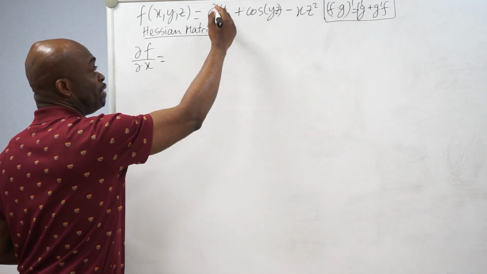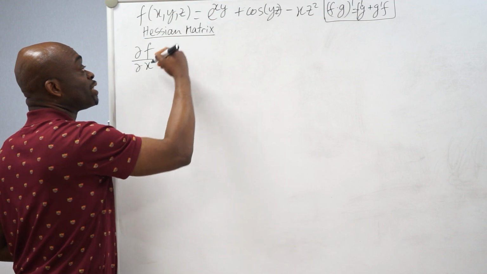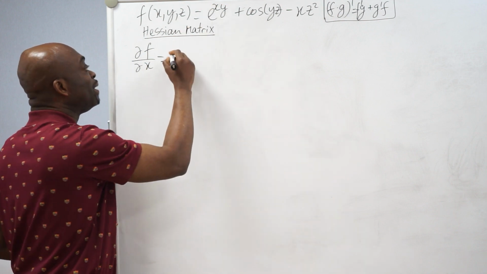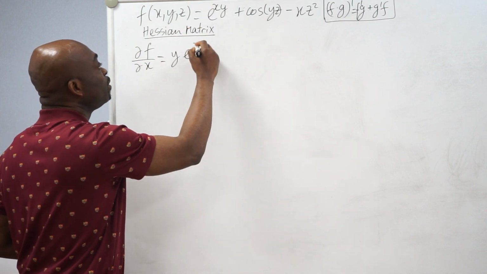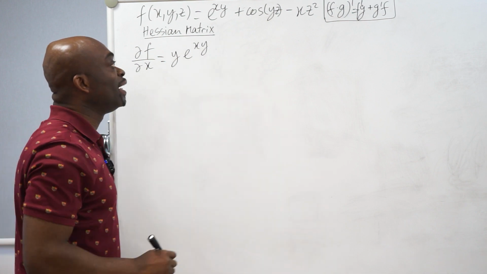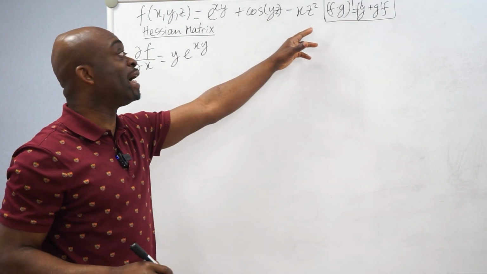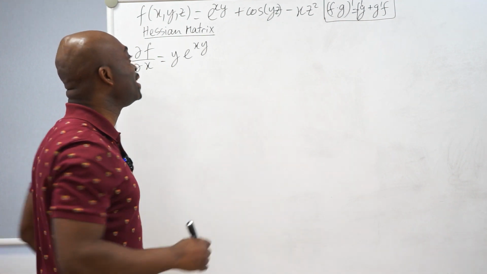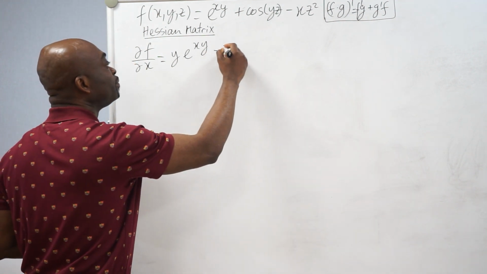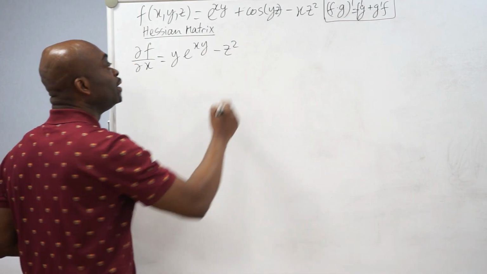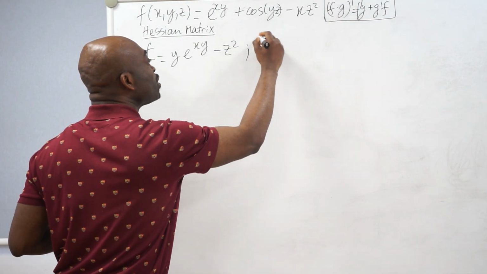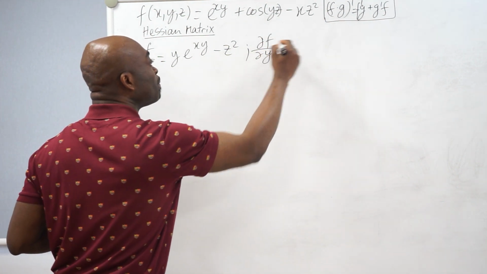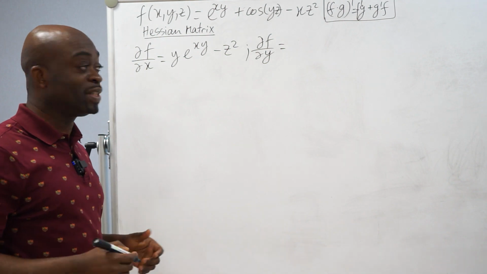With respect to x, the y comes out, so it's going to be y e^(xy). And then with respect to x, the third term will give us what? Negative z². Okay? Then we have to do it with respect to y. First partial derivative with respect to y.